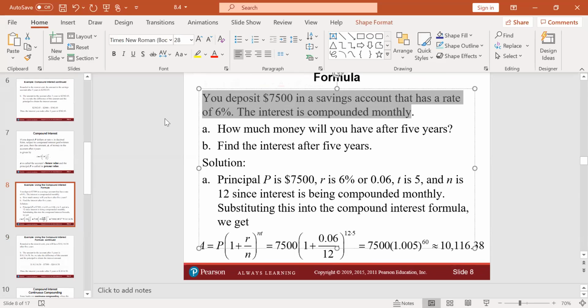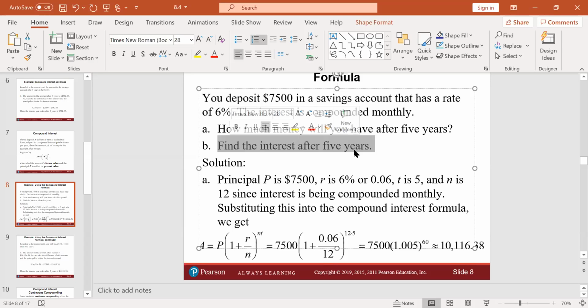So let's try it out. Let's flex our math muscles here and try out this formula. You deposit $7,500 into a savings account that earns 6% interest. The interest is not going to compound yearly, it's actually going to compound monthly. How much total money will you have in the account after 5 years? Find the interest after 5 years.